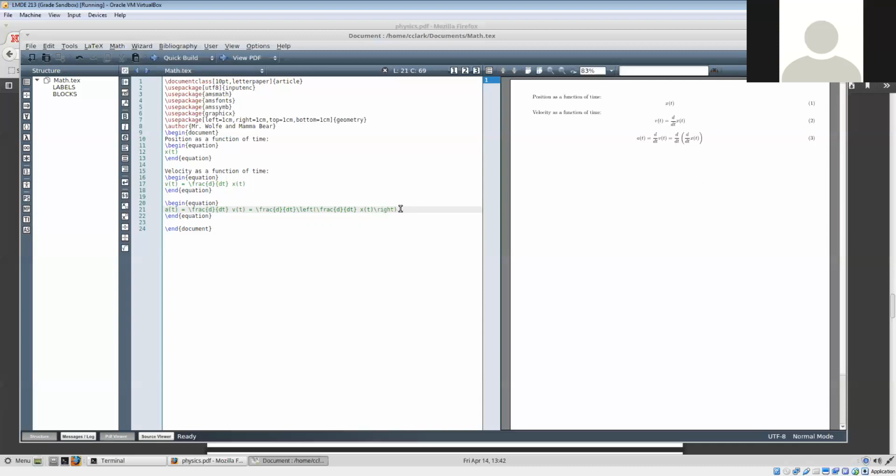And then to do the second derivative, I would again do a frac command. I would do d raised to the 2 power, and then a dt raised to the 2 power, x of t.